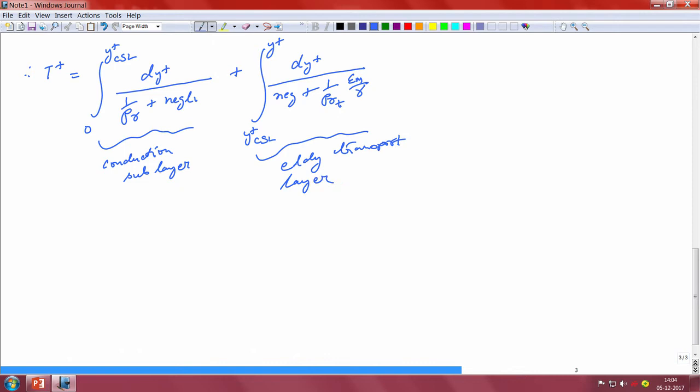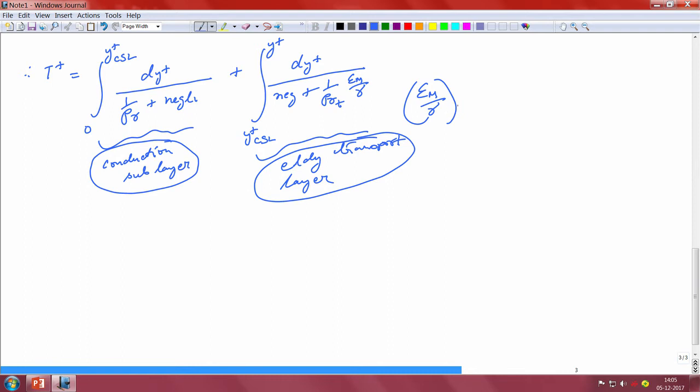Got it? So, what we have done over here is that we have now divided the problem into two parts. The first part of the problem is basically that we found one part was dependent on your Prandtl number, while the other part was dependent on your eddy viscosity, right. Using those two expressions, we have been able to separate the two. So, we are initially considering a conduction sub layer and then an eddy transport layer, knowing the fact that epsilon by gamma goes up with y prime, y plus. Okay. So, now the point is that these are the two layered information that we have.